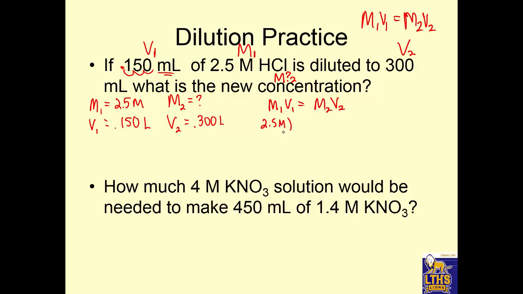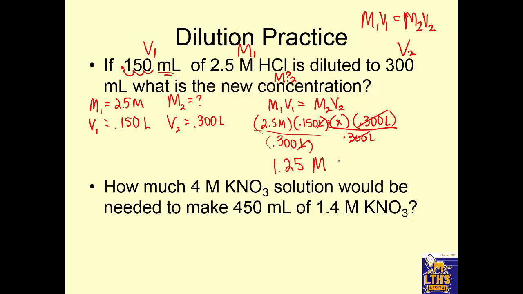2.5 molar. Look, I'm putting the units in to help me. Times 0.150 liters equals the x, what we're looking for, times the 0.30 liters. If I want to solve for this x, I got to get rid of the 0.30 liters. Goodbye. And I bring it to the side, 0.30 liters. So then I would just multiply those together and divide by that. Look what happens. See you later, liters. Hello, molar is the only thing left. When I multiply that all together and divide by 0.3, I get 1.25 molar.